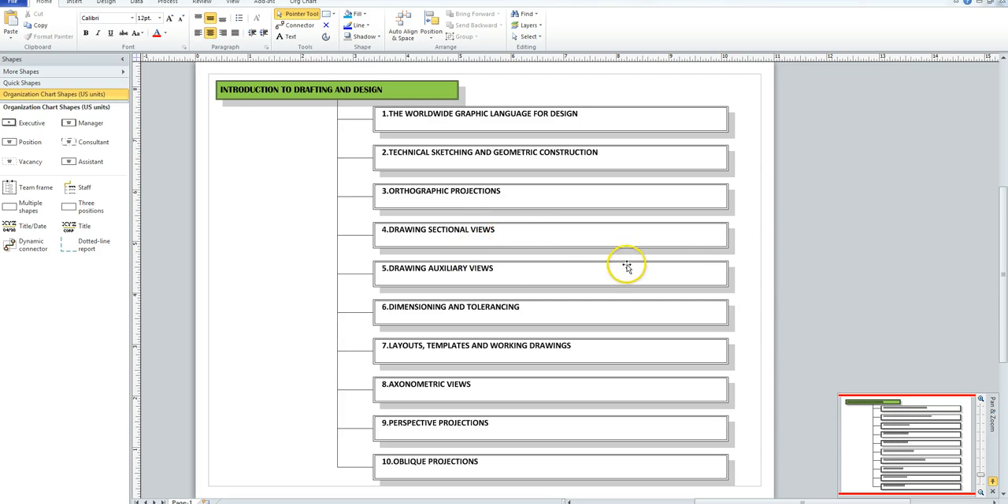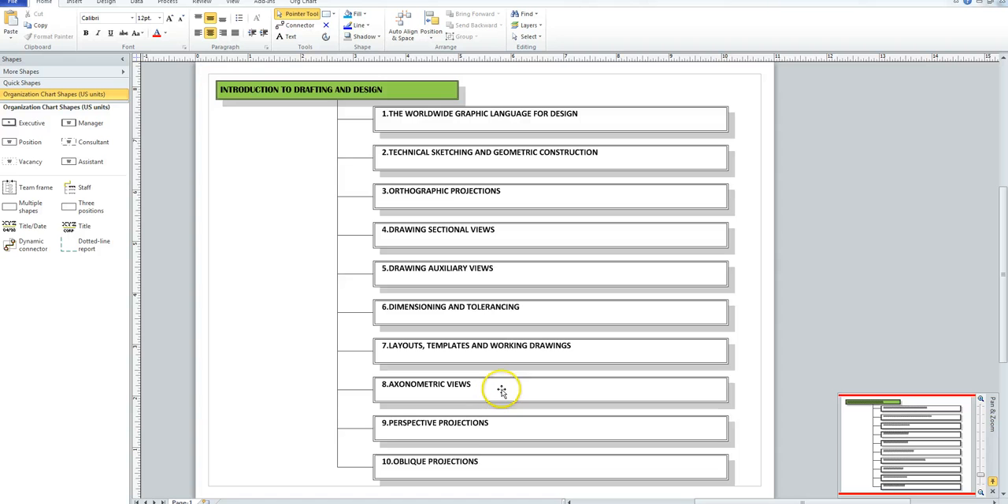Chapter 5 is drawing auxiliary views, where we learn how to draw views at a certain angle rather than at normals. Then we'll see in chapter 6 how to dimension and how tolerancing works in mechanical drawings. In chapter 7, we learn how to put everything onto templates and layouts, and we understand what working drawings are and stuff like that.